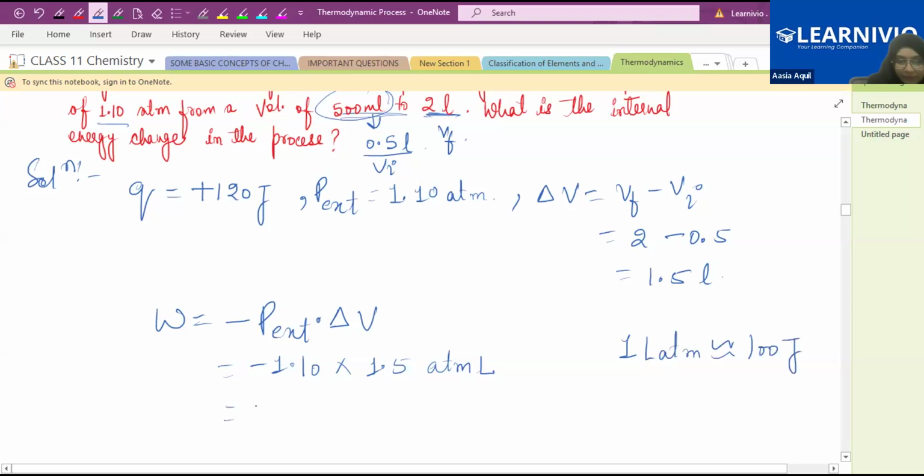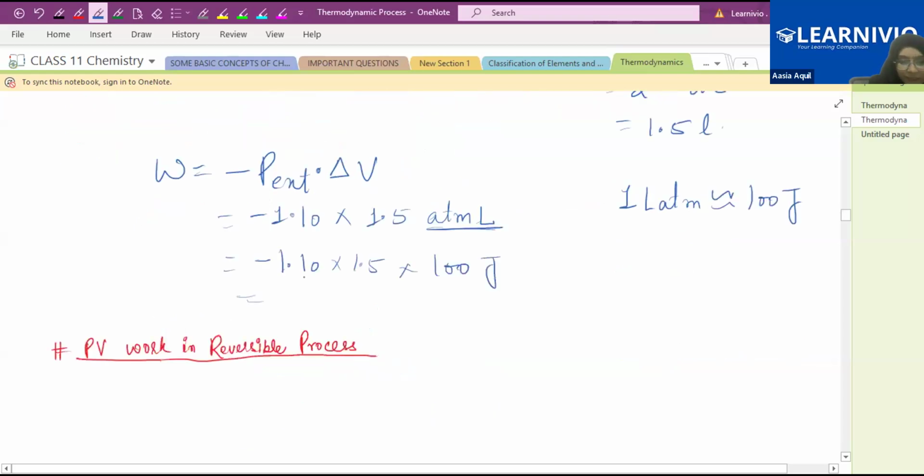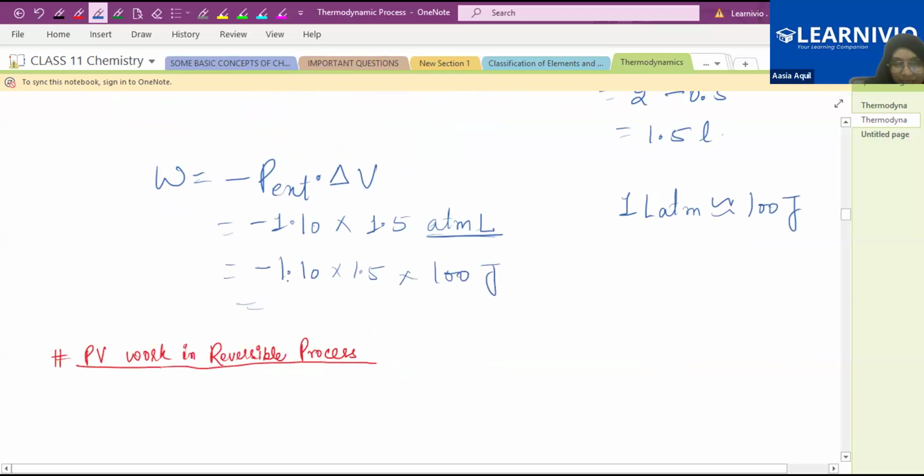So you will get minus 1.10 into 1.5 into, instead of this, you will write 100 joule. Just multiply it: 11 multiplied by 15 will give you 165. And this 100 is cancelled by this. So basically you will get minus 165 joule.